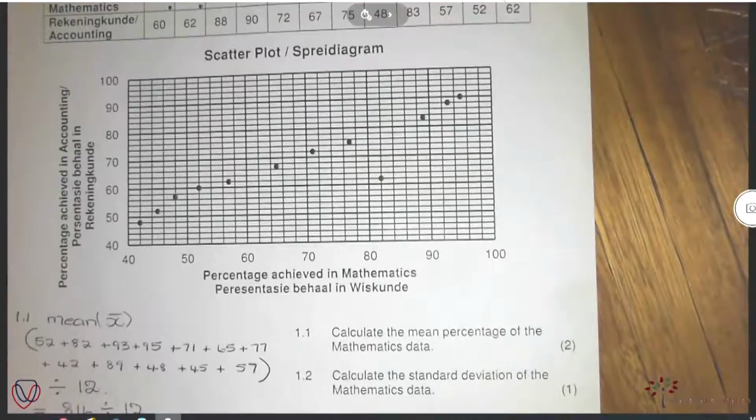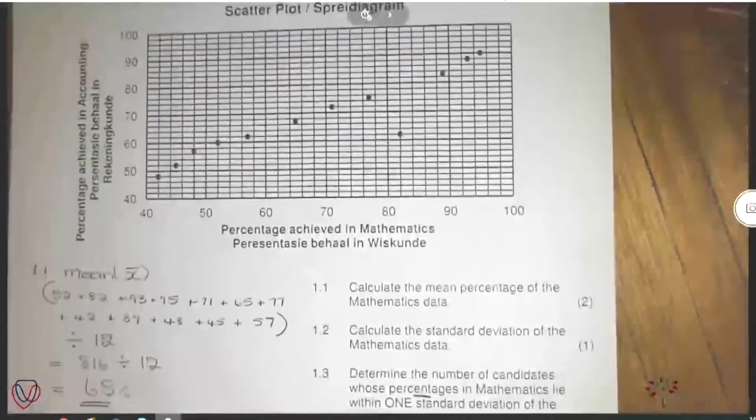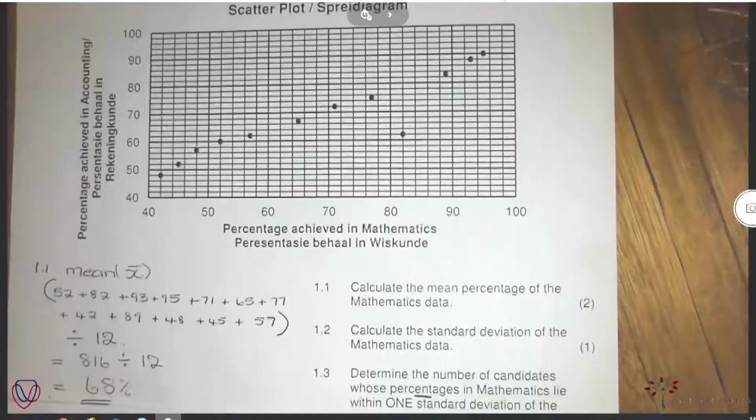So the average of these children, wow! I hope you can brag with an average like that at the end of the year. 68%. Maybe they only took the strongest learners because it's only 12. But still, people, what a wonderful average.